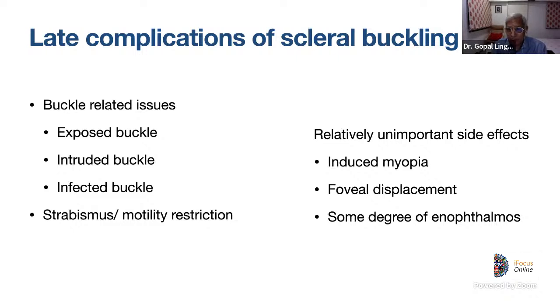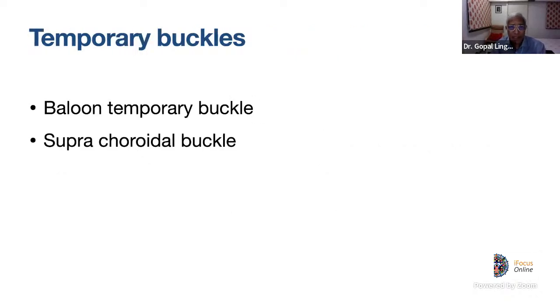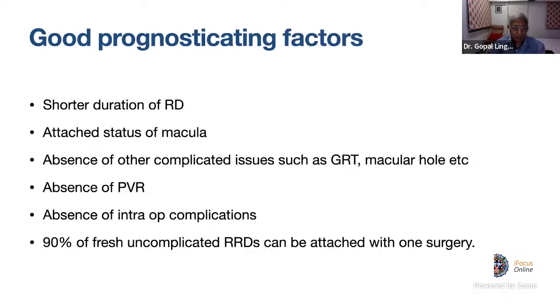Relatively unimportant side effects are induced myopia, foveal displacement, and some degree of enophthalmos caused by orbital atrophy caused by the handling. A word about temporary buckles. Balloon temporary buckle has come and gone. Nobody is using it these days. It was popularized by Harvey Lincoff. And suprachoroidal buckle, some people still try. Now, of course, they are using it for a macular hole rather than for the peripheral breaks, where you inject sodium hyaluronate in the suprachoroidal space.